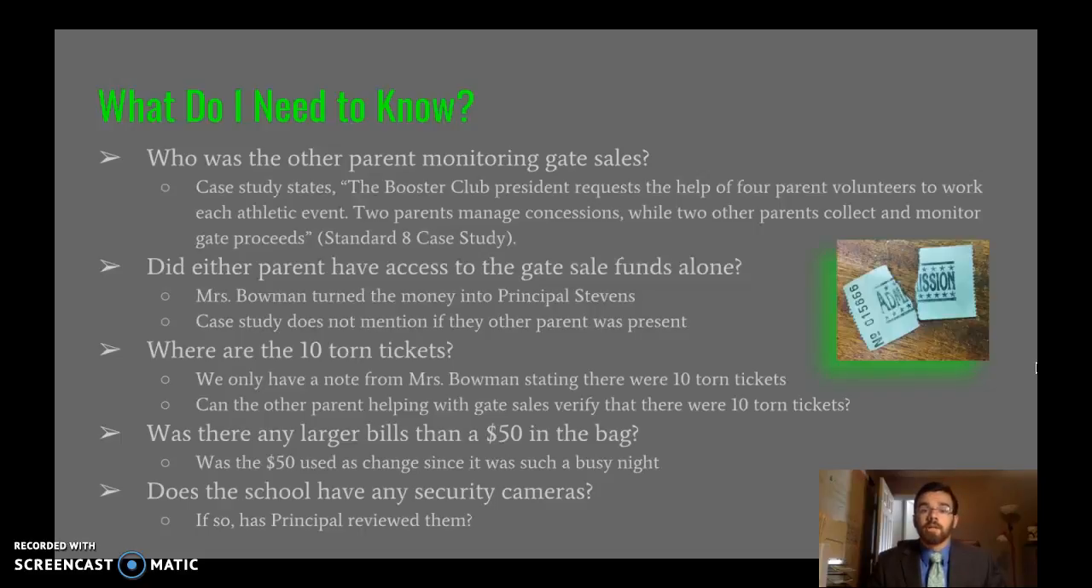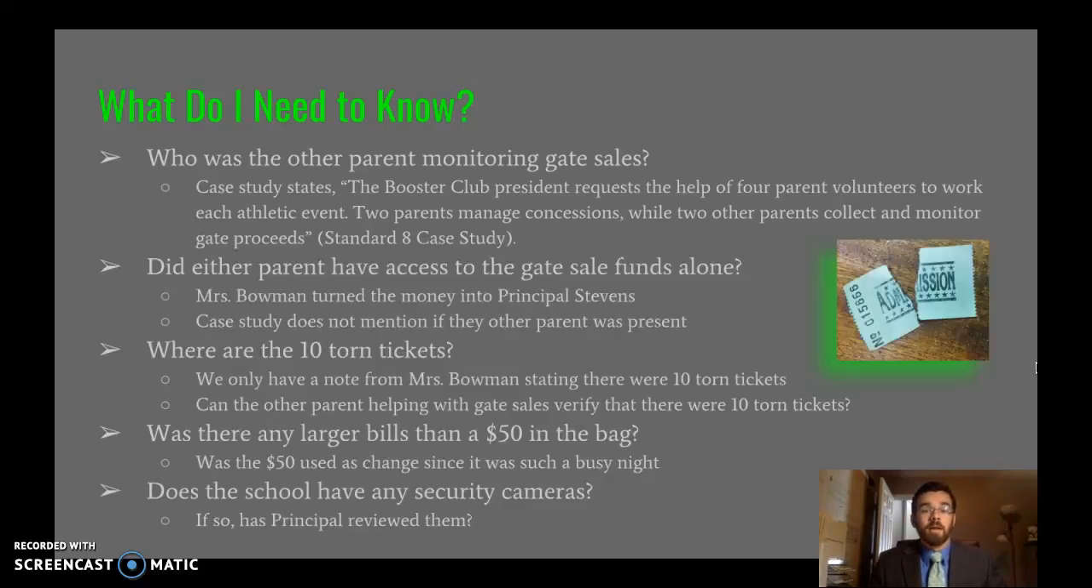Who is the other parent monitoring the gate sales? The case study specifically states the Booster Club president requests the help of 4 parent volunteers to work each athletic event. 2 parents manage concessions while 2 other parents collect and monitor gate proceeds. So there's obviously 2 there, not just Mrs. Bowman. So who is that other one? We need to know who that was.